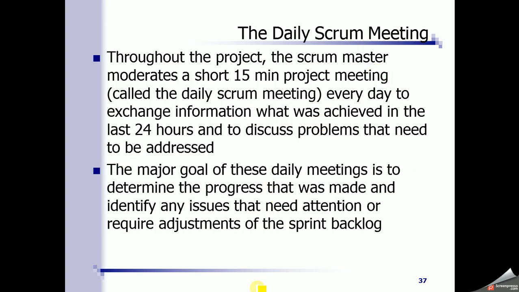Daily Scrum meeting, as the name implies, this meeting is done daily and usually it is very short, let's say 15 to 20 minutes meeting, and the stakeholders in this meeting are the Scrum Master and the team, right? And they will discuss what has been achieved in the last 24 hours and what problems they encountered. So it is just to make sure that they are right on track and to identify any issues or any adjustments that are to be made in the sprint backlog. So the Scrum Master will meet the team every day to check the progress and to identify and resolve any issues.